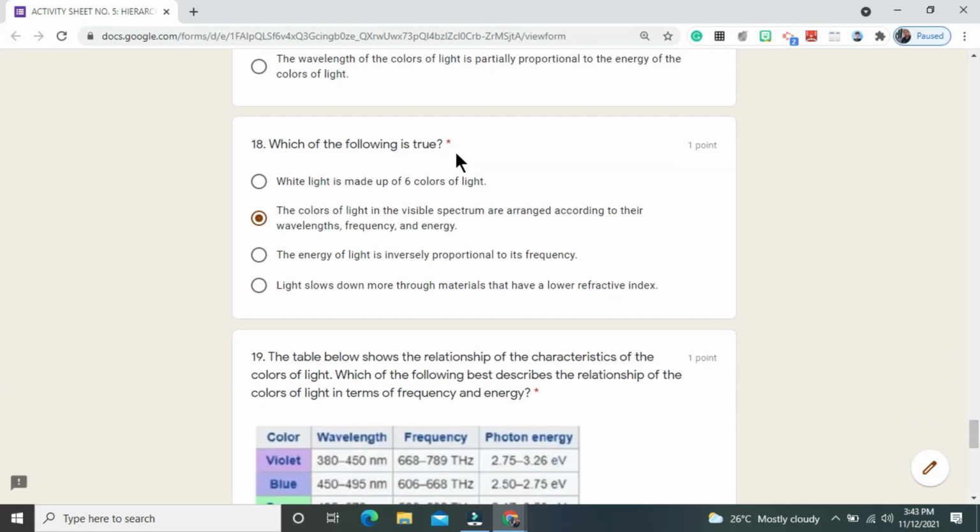Question number 18. Which of the following is true? The correct answer is the colors of light in the visible spectrum are arranged according to their wavelengths, frequency, and energy.